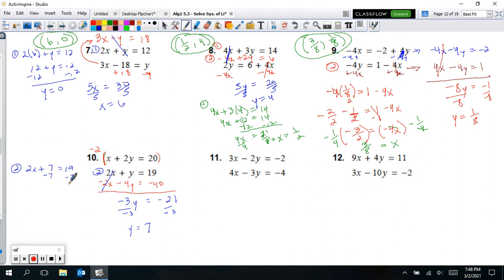And so I'm going to subtract 7. So 2x is equal to 12. And so when I divide by 2, 12 divided by 2 is 6. So that's just a 6 there. So our answer on this one here, I'll do it in red, up on top here, x is 6 and y is 7.